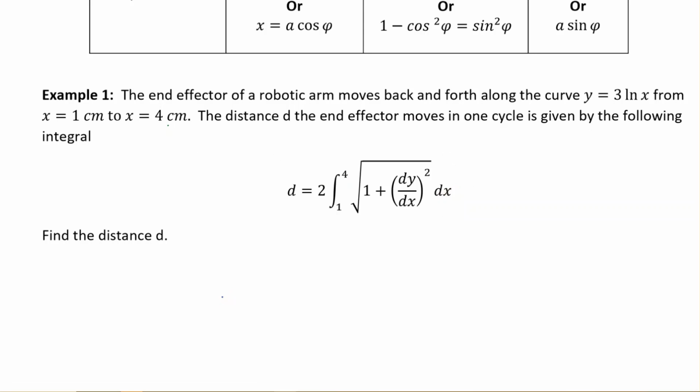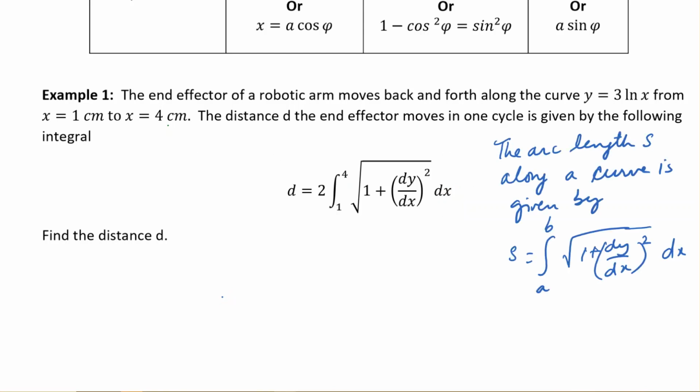One thing that I want to point out is that the general formula for arc length along a curve is the integral from a to b of square root of 1 plus slope squared dx. So that is the general formula for arc length. In this case, we are already given the formula, so we need to find distance d.